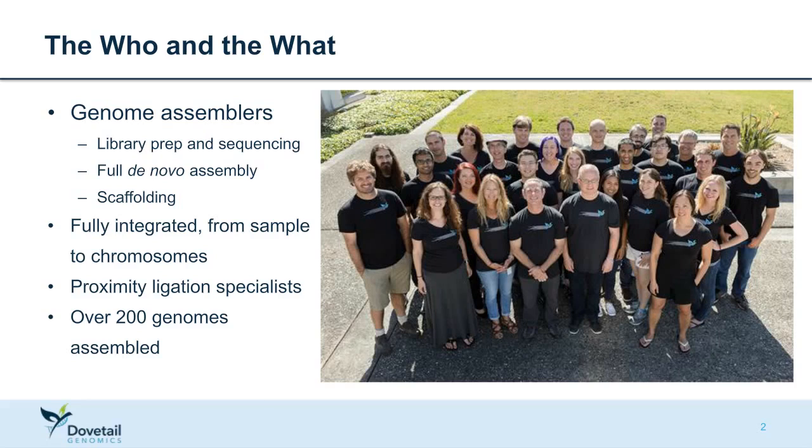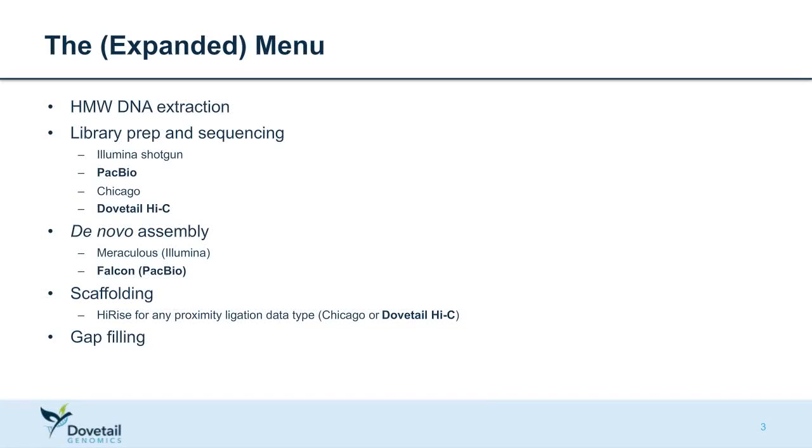We are particularly good with proximity ligation technologies, of which Chicago and Hi-C are two. And these technologies are really nice for doing genome assembly, as I'll show you here in a few slides. And we've been at this for a while now, having done over 200 genomes delivered to our customers and many more on the way.